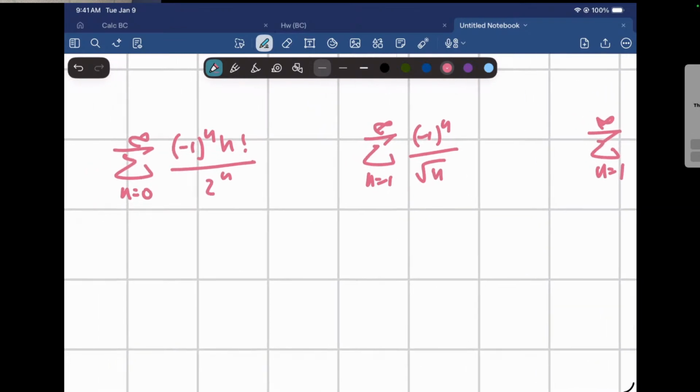It's your number 2. You just swap the value and put one over it. Yeah, 1 over square root n, but what is 1 over square root n though? Diverge, so what is this one? Conditional, yes.